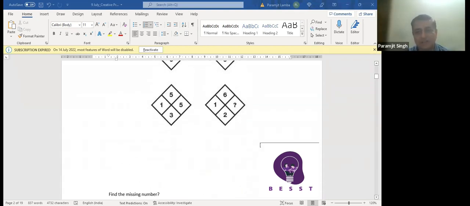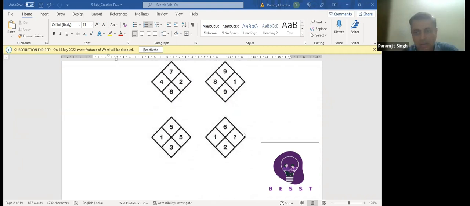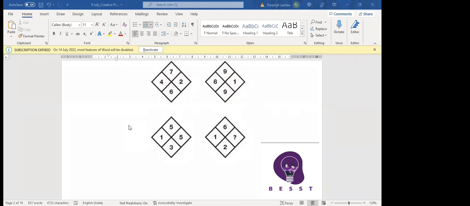Has everyone understood this diamond logic? Okay, Shreya, I'll repeat once again. Khushi, you raised a hand. Do you want to say something? Yes, sir. Sir, please repeat again.